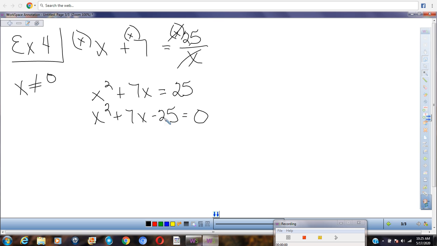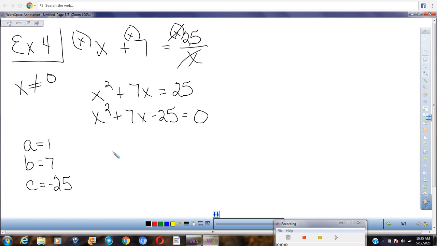Factoring-wise, if I put negative 25 on top and 7 on the bottom, are there two factors of negative 25 that are going to add to 7? No. So we know this is going to be irrational. So using the quadratic formula makes the most sense. So we have negative b. Well, actually, let's do this. Our a value is 1, our b value is 7, and our c value is negative 25.